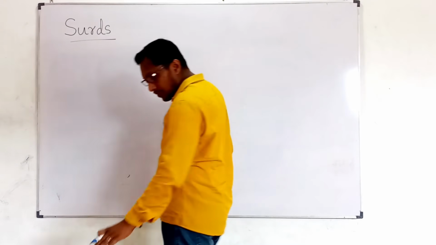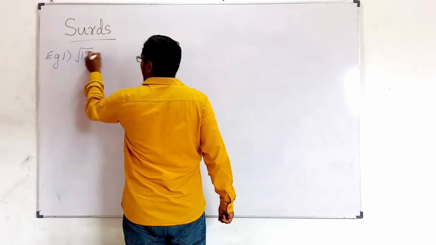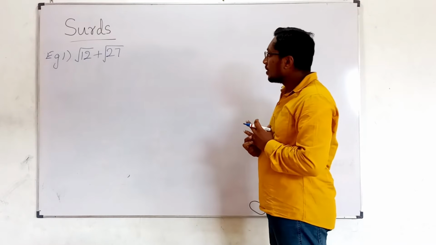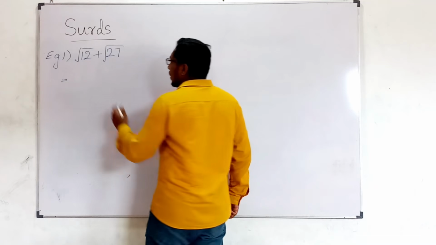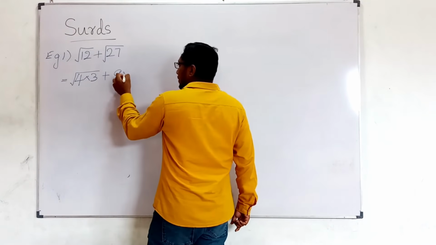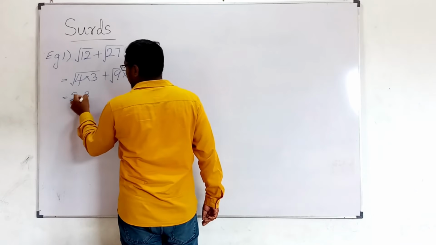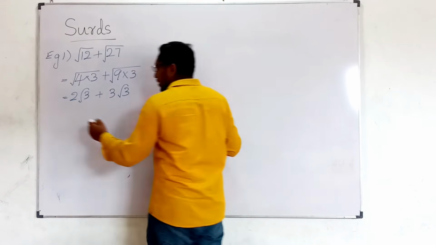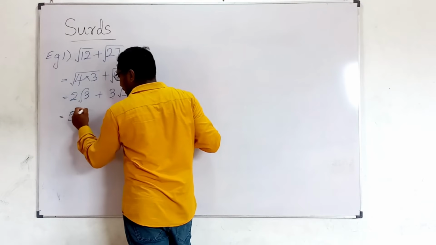Now let's see a few examples. Root 12 plus root 27. Now how to start? If you can remember the rules, 12 can be written as 4 times 3. 27 is 9 times 3. So this now becomes 2 times root 3, and this becomes 3 times root 3. So they are both under square root 3. So we can simply add 3 plus 2, which is 5 root 3.